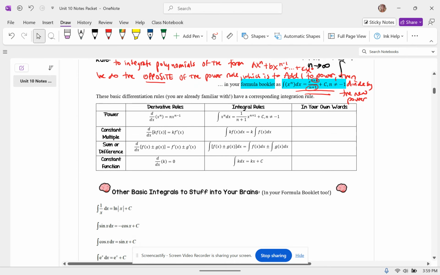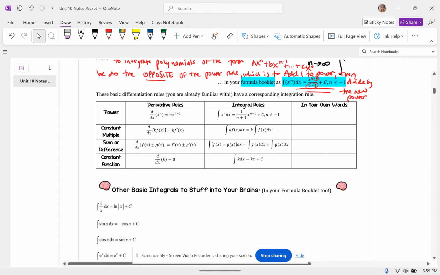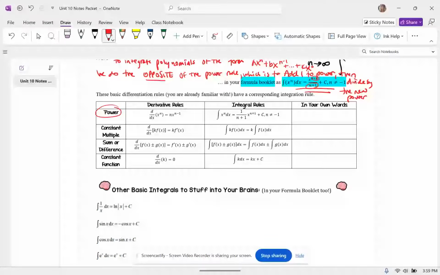So these basic differentiation rules you're already familiar with have a corresponding integration rule. Okay? So the power rule is the one that we just talked about a lot today, and that is where you drop the exponent down, then reduce the power by 1. Same thing. When you integrate a polynomial, you end up adding 1 to the power and then dividing by the new power.